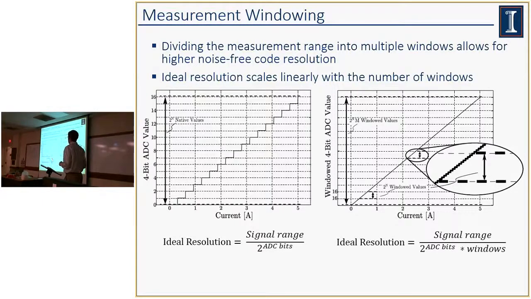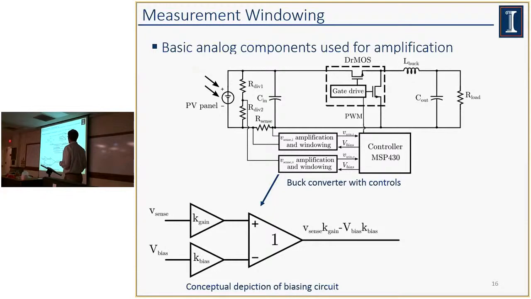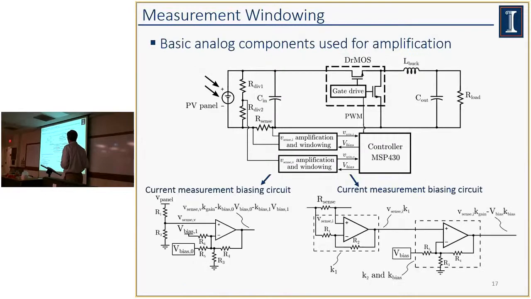Now, how do we accomplish this in hardware? Well, this is our microcontroller. This is a representation of our amplification and windowing circuit. We measure panel voltage just using a voltage divider, and panel current by measuring the voltage across the sense resistor. And then, again, this is the conceptual depiction of what we're going to be doing. We accomplish this using two different circuits. We actually window both the current and the voltage. This is the voltage circuit. This is the current circuit.